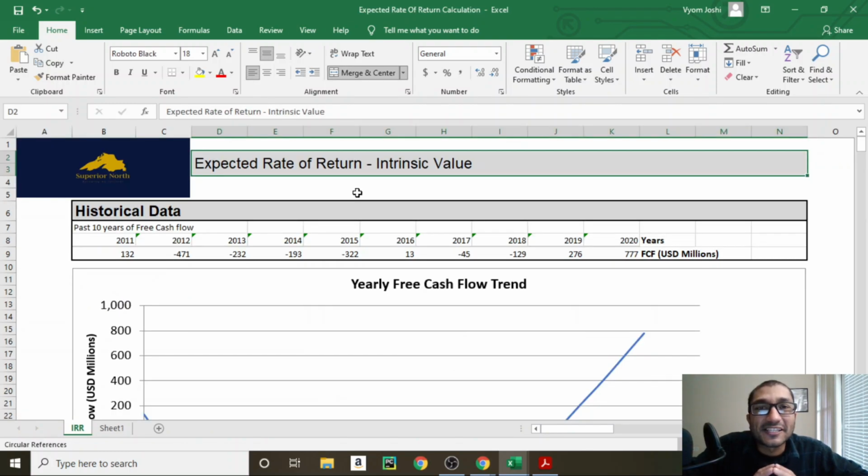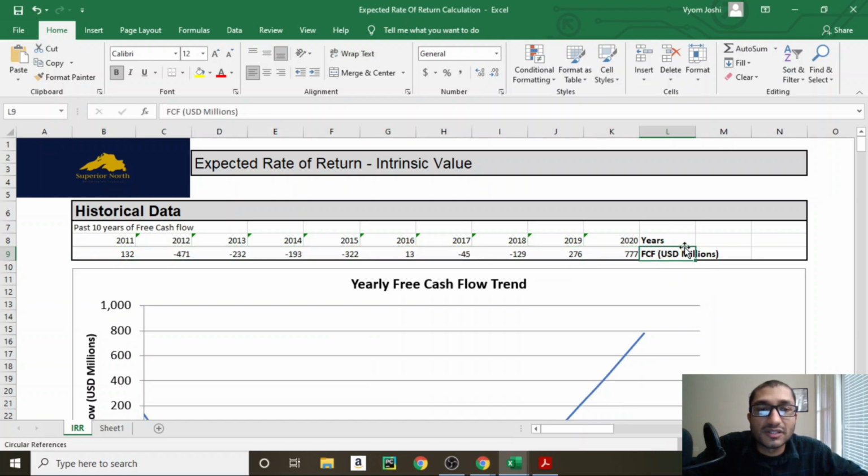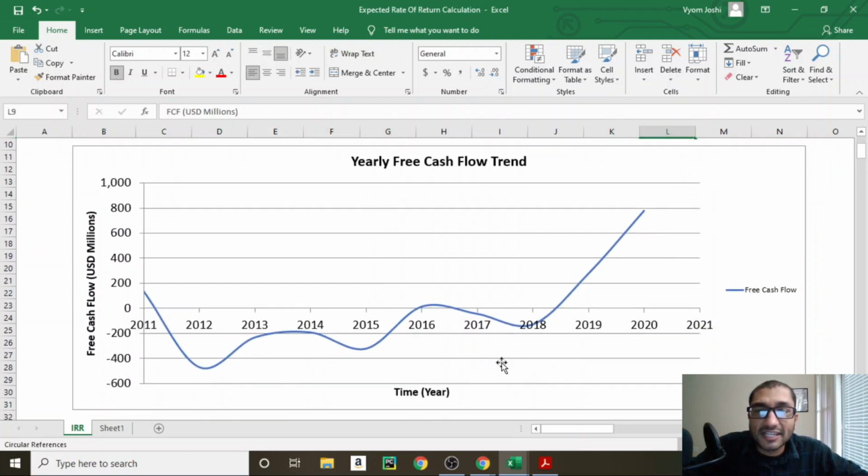Hey guys, now let's look at the expected rate of return calculation for AMD. Over here, I pasted the past 10 years of free cash flows that I got from Morningstar. All the numbers here are in millions of US dollars. This is the yearly free cash flow trend that we get over the years. We can see that the free cash flow has been positive since 2019.